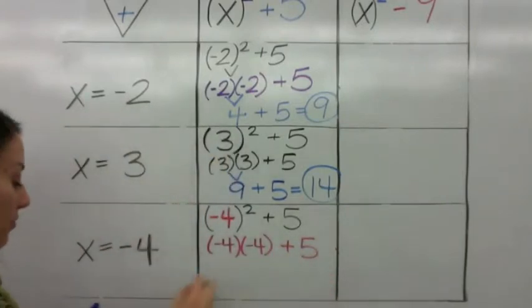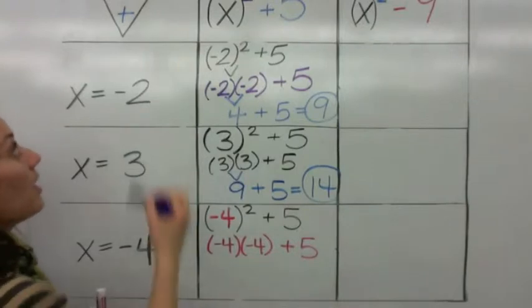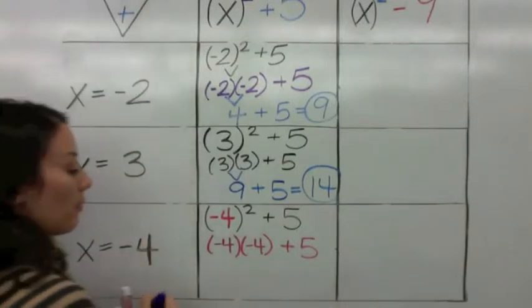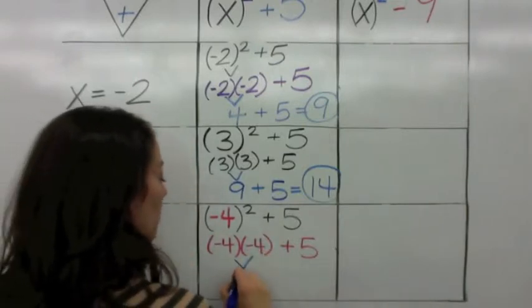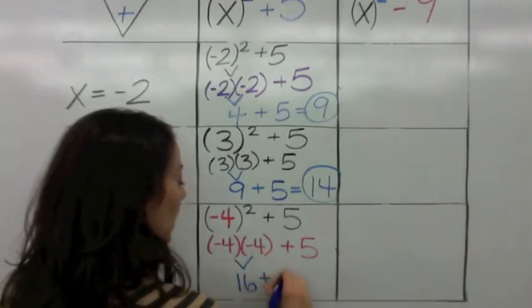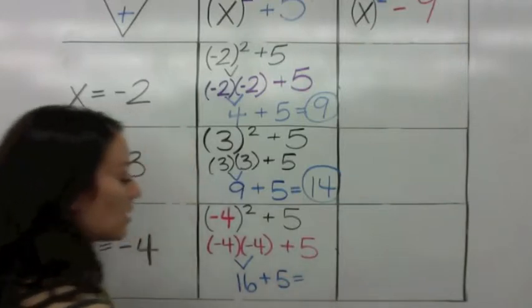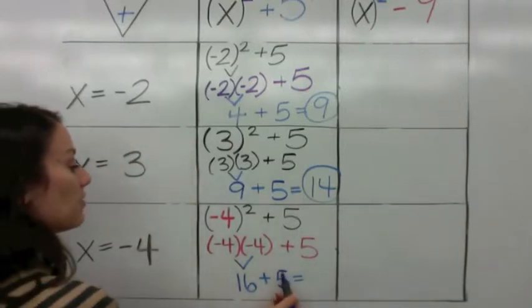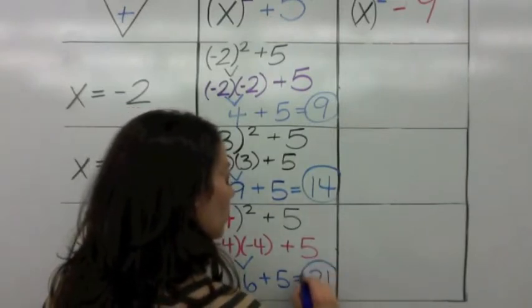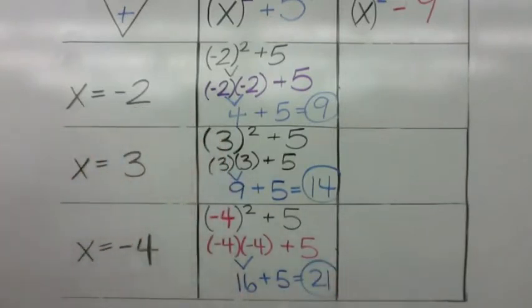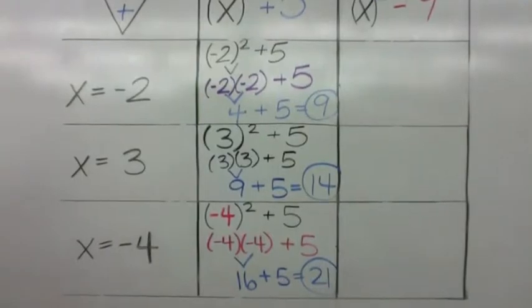So what is negative 4 times negative 4? Negative times negative makes positive. And you'll notice that all of these answers should be positive. You have 16. Then you're going to add 5. And what is 16 plus 5? Say 16, 17, 18, 19, 20, 21. What's the answer here? What's the value? The value is 21. Very good.